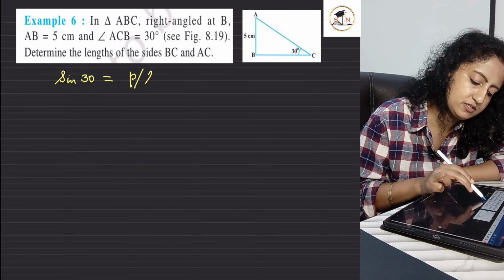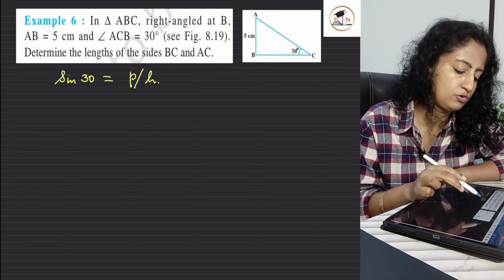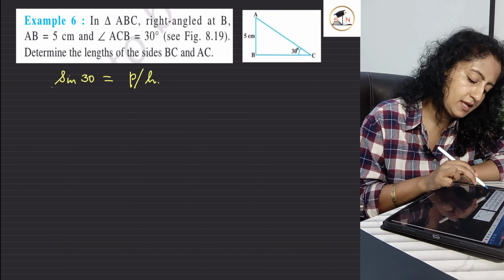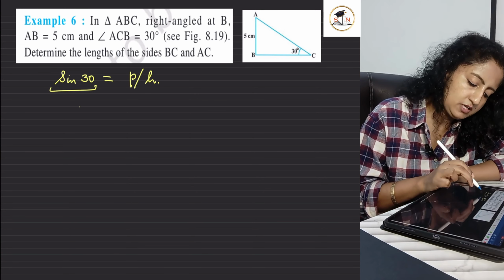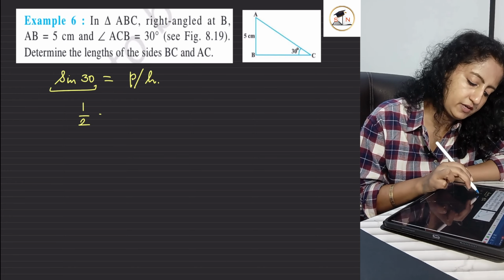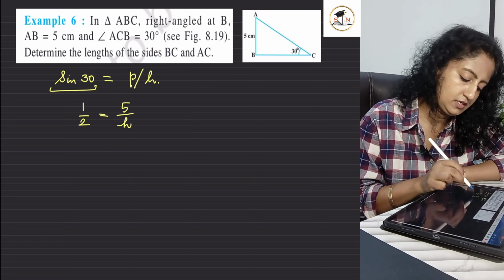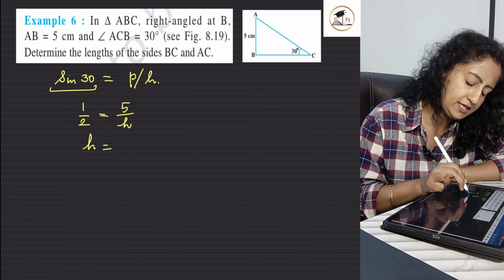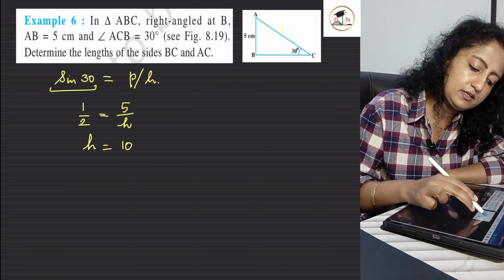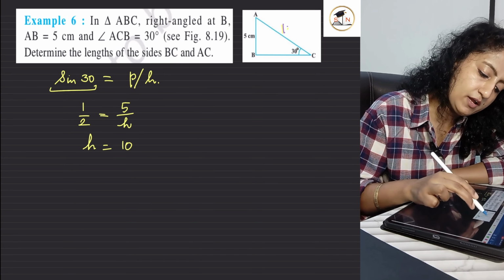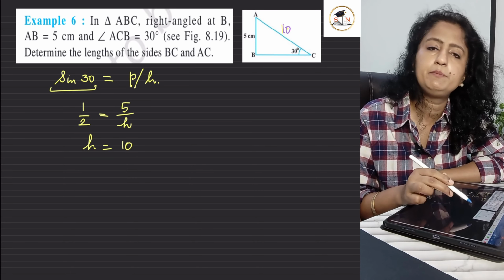It is P by H, right? I have got the perpendicular, which is 5, but I don't know the hypotenuse. But I know the value of sin 30 from the table. Sin 30 is half. So I'm going to substitute the value of half over here. Perpendicular is 5 and the hypotenuse is unknown. We will just cross multiply and we get H as 5 into 2, that is 10. So I'm writing 10 over here. AC becomes 10, right? Now, we need to find BC.